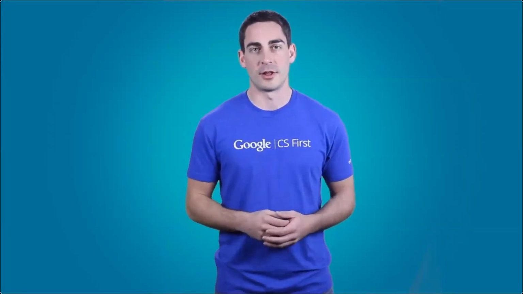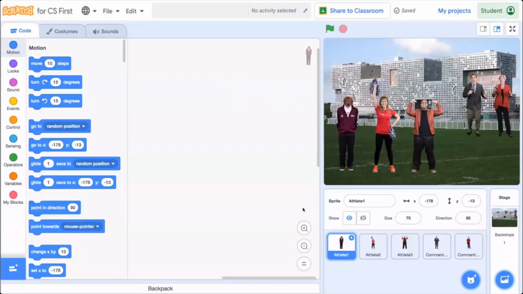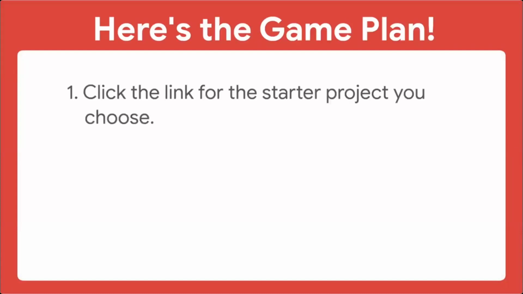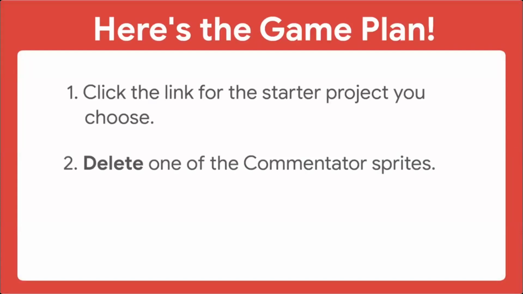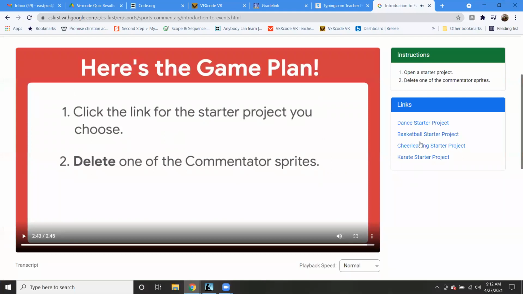Most starter projects contain more sprites than you need to do the activity, so you get to choose the ones you like. This project contains several commentator sprites. Pick one commentator sprite that you want to program and delete the other sprite. After you open the starter project and choose your sprites, come back to this CS First tab and then click on the next arrow to move on to the next video. Here's the game plan. First, click on the starter project link. Return to this tab and press the next arrow to move on to the next video to program your athletes' routines.